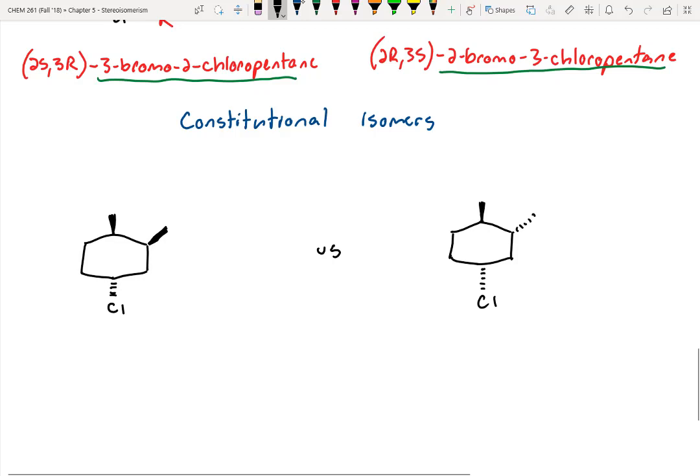I would say diastereomers. If you notice, this position and this position are exactly the same. So we didn't flip that one. We didn't flip this one either. However, we did flip this one. So we flipped one of the stereocenters, but not all of the stereocenters. Therefore, it must be a set of diastereomers. So let's make a note of this and just say this position was not flipped.